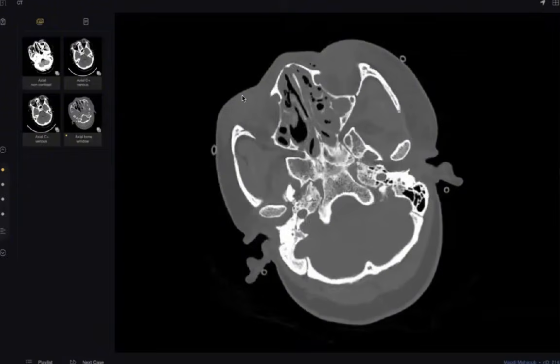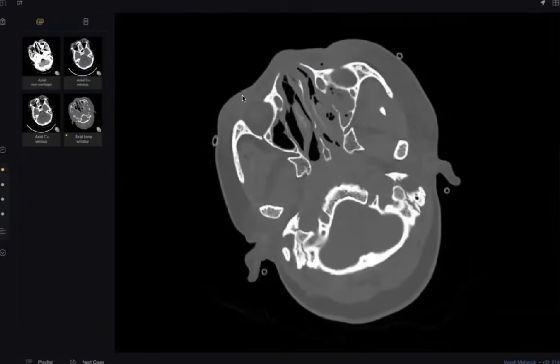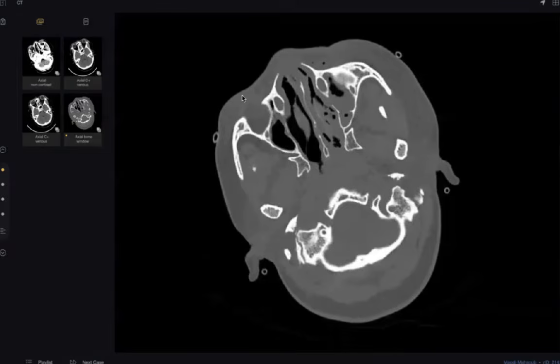So it is pansinusitis with left orbital cellulitis, for urgent ENT and ophthalmology referral, for MRI for further characterization and to exclude intracranial extension, and follow-up.